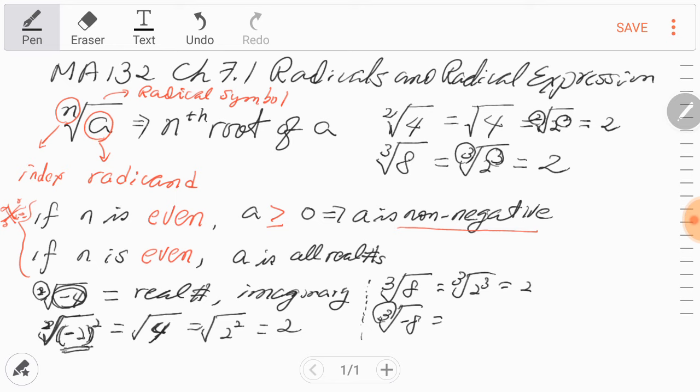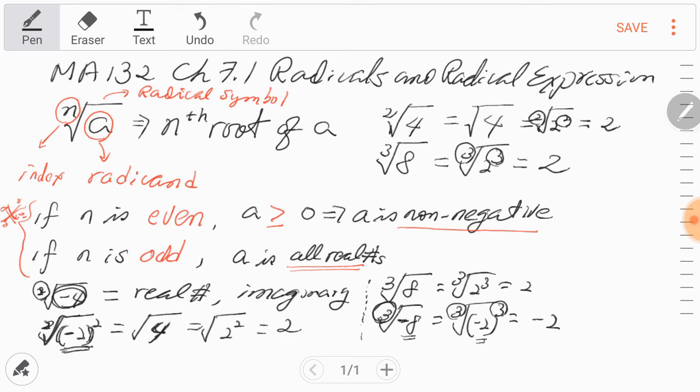If the index is odd, I'm sorry, this should be odd. If the index is odd, then the radicand can be any real number. It can be positive or it can be negative. Since the index is 3, the radicand can be a negative. So -8 is okay. If the radicand is negative, then the result is negative. So -8 is -2 cubed, and this cube and the index are the same, so we can take this base out, -2.